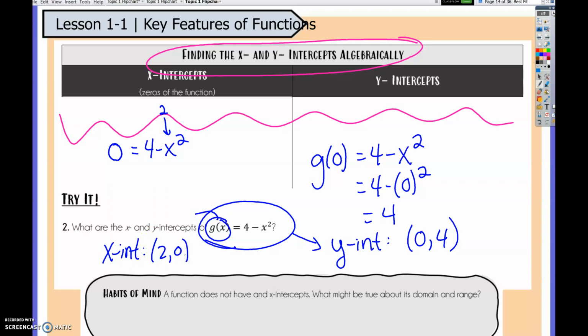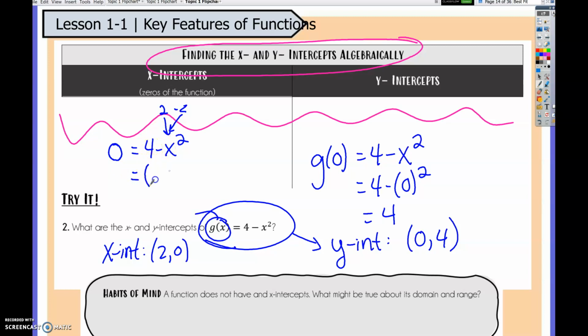But there's another one, and if you graph it, you would easily find it. What about a negative 2? A negative 2 times a negative 2 is a positive 4. And if you subtract that from 4, you'd also get 0. But that wasn't algebraically, that was guess and check in my head.